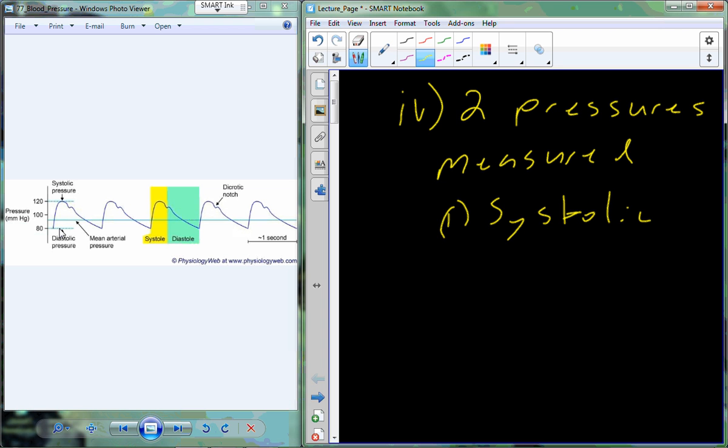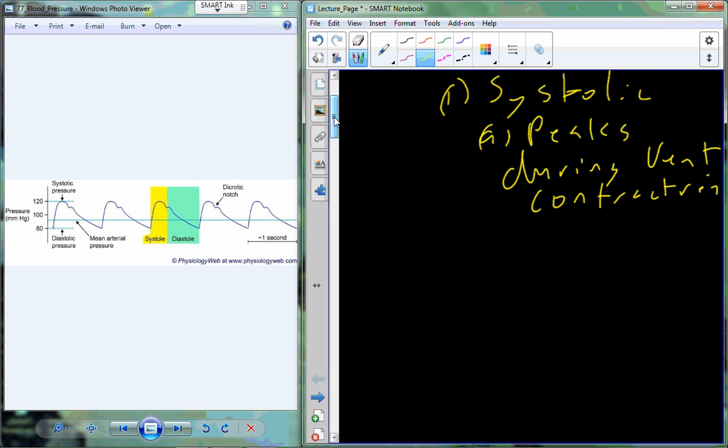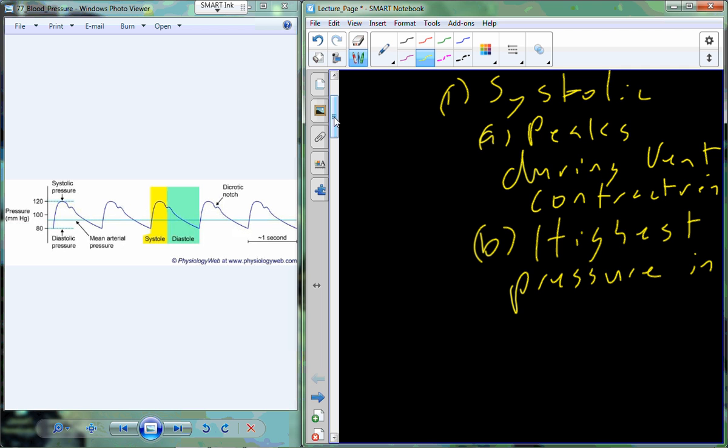And those two pressures are going to be the systolic and the diastolic. The systolic pressure is going to be your peak pressure during ventricular contraction. Okay, so peak pressure during ventricular contraction. And again, when the left ventricle contracts, that's a very large muscular chamber, and so this really induces a high amount of pressure. And so your systolic is going to be the highest pressure that we have in the system.